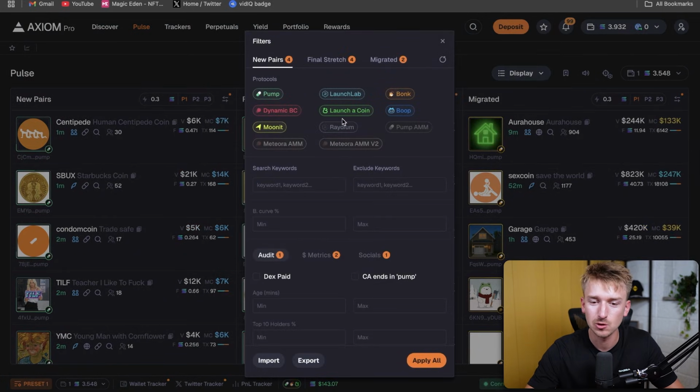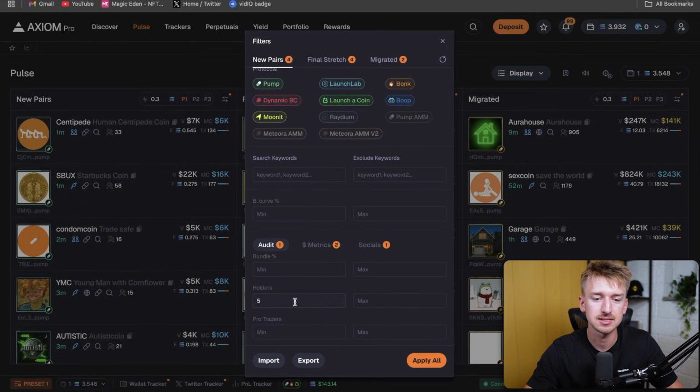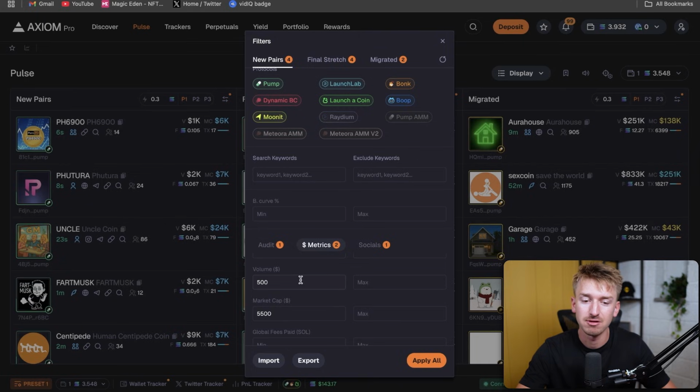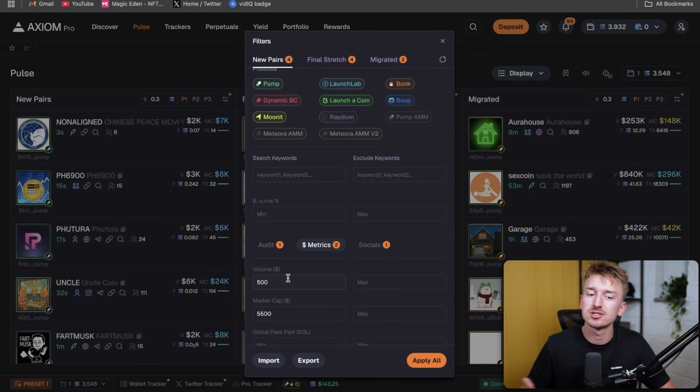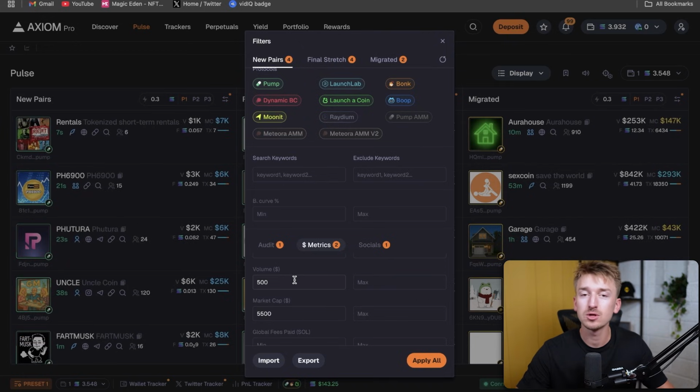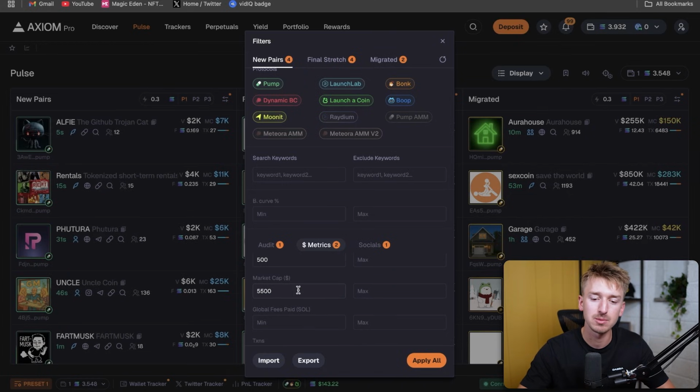I basically have all of the launch pads enabled, and then in the audit section, I have a minimum of 5 holders. I also have a minimum volume of $500. This is just to make sure there have been some trades and some people are holding the token, because there is obviously a majority of tokens that just launch and don't get traded at all. So I only want to see the tokens that have at least a little bit of volume, and that is at a minimum 5,500 market cap, because new tokens launch at 4K market cap.